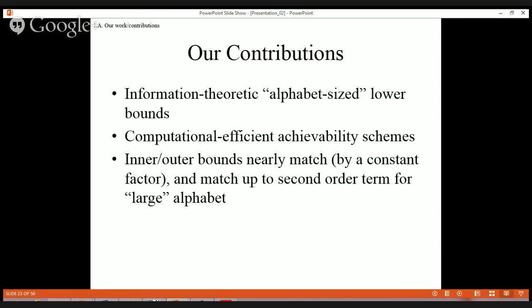Our contributions are the following. We came up with information theoretic alphabet-sized lower bounds for both models. We propose a computationally efficient achievability scheme, which is unified for both models. Our inner and outer bounds nearly match up to a constant factor, and when the alphabet size is large, the inner and outer bounds match up to a second-order term.